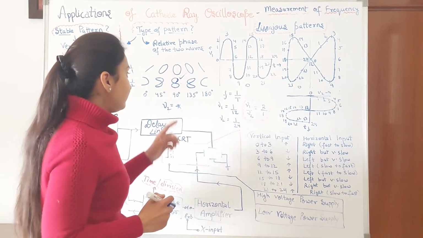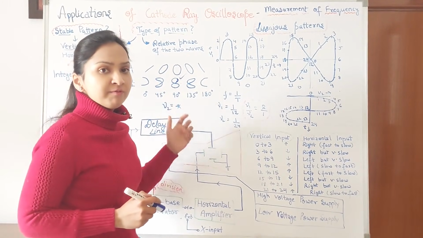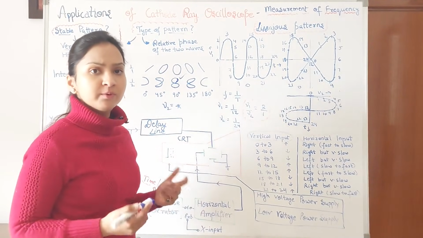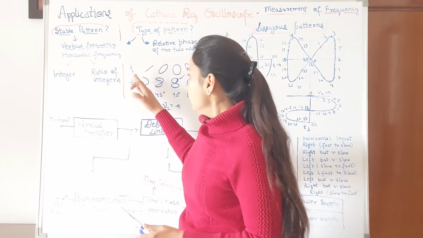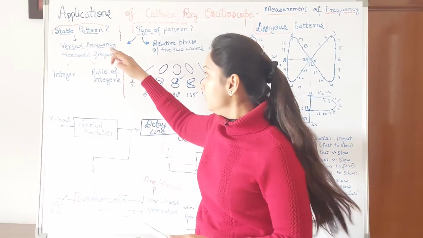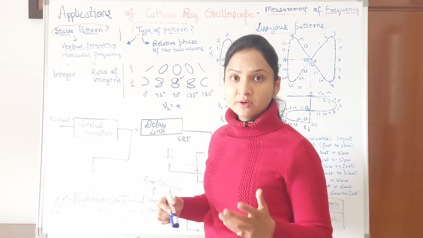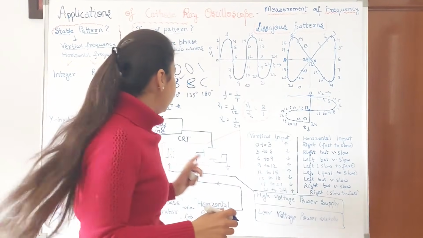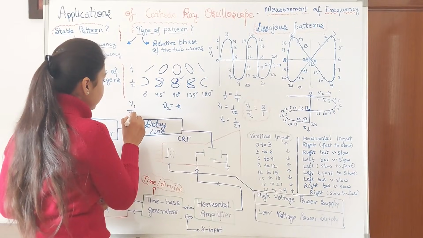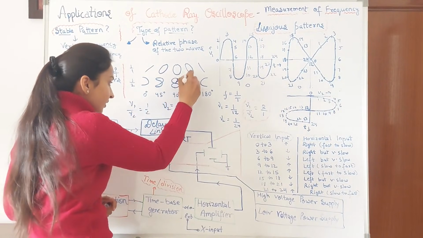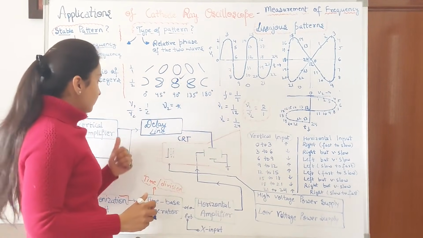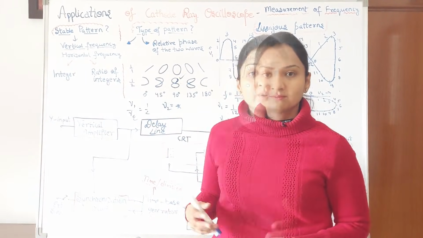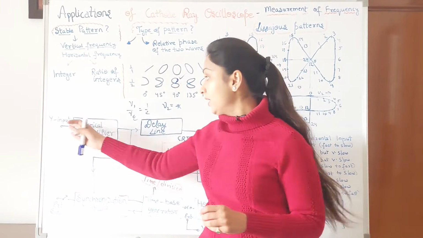So next thing is you identify which type of pattern you are getting. For example, you are getting this. Now your problem is solved because you know the ratio of vertical and horizontal frequency. You will check from here. So this is 1:2. This means that nu1 over nu2 is 1:2 if you are obtaining this pattern. So nu2 is already known, nu1 can be found. So hence you can find out the frequency of the Y input sine wave.